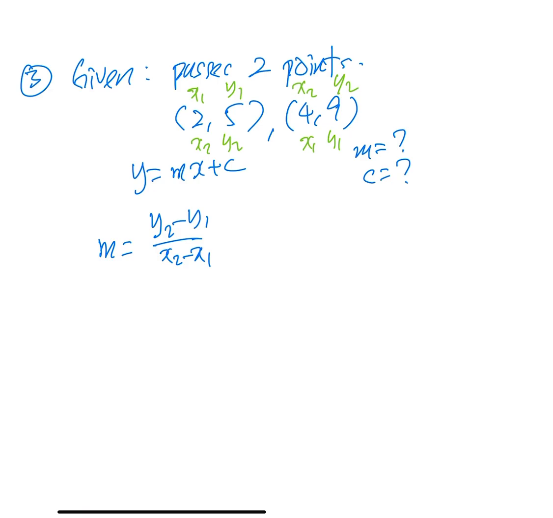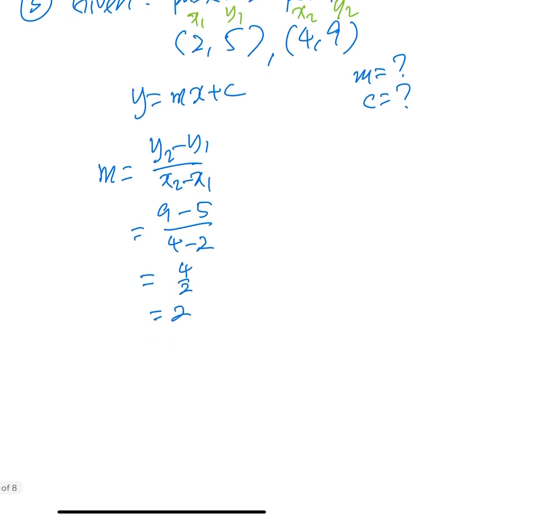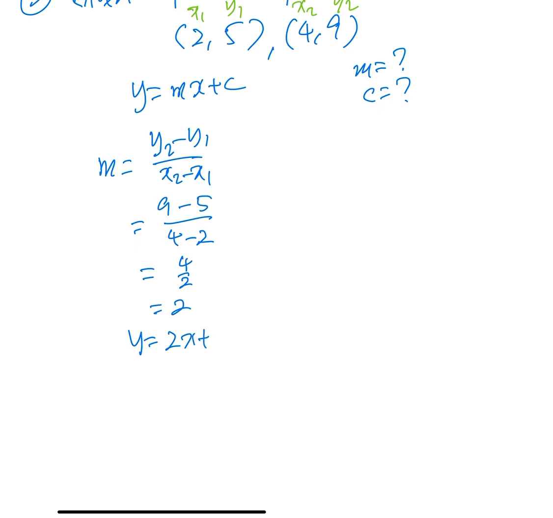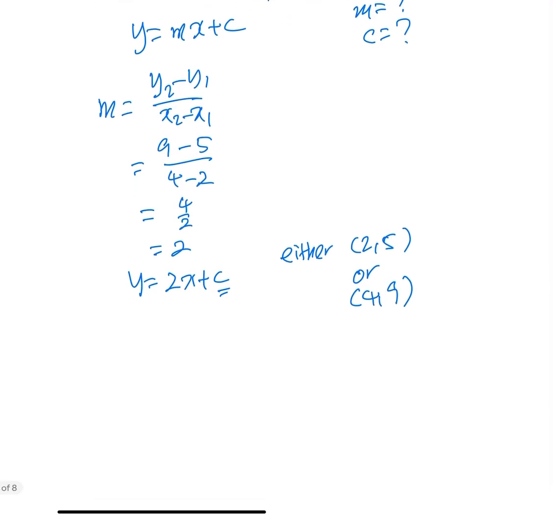But for this case, I will label it in this way. So now let's take a look. Step one, replace the numbers. So it is 9 minus 5 over 4 minus 2, right? So that will be 4 over 2. The gradient is 2, so I know that y equals 2x plus c. So I need to find the c. To find c, what should I do? I can use either (2, 5) or (4, 9), whichever you think is more convenient.